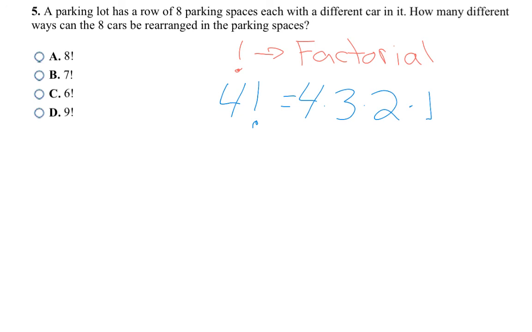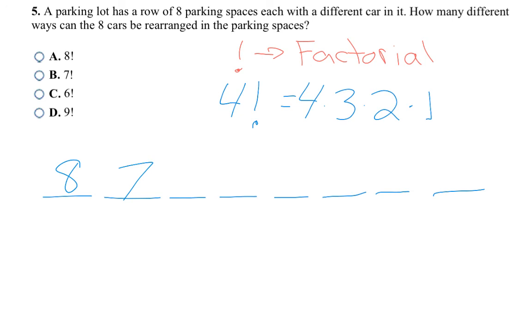And so we have these 8 parking spaces. And so I'm just going to draw a line for each of those 8 parking spaces. So I can write on the line the number of choices we have for those parking spaces. So the first parking space, there's 8 cars to choose from. So there's 8 different cars that could park in that first spot. So one of those cars is now parked. So that means in the second spot, I have 7 left to park there.